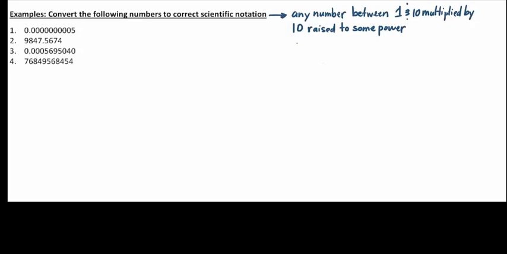So what I mean by that is, if we look at this example, 7.75 multiplied by 10 raised to the 40th. So we meet the criteria of having a number between 1 and 10. 7.75 is between 1 and 10, and we're multiplying it by 10 raised to some power, where this power is a whole number integer.